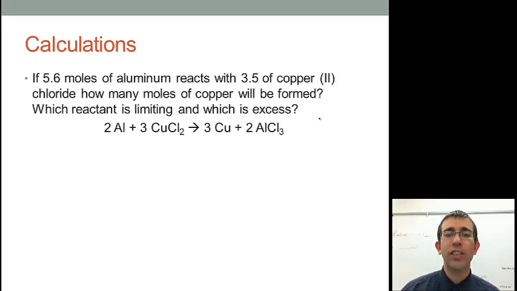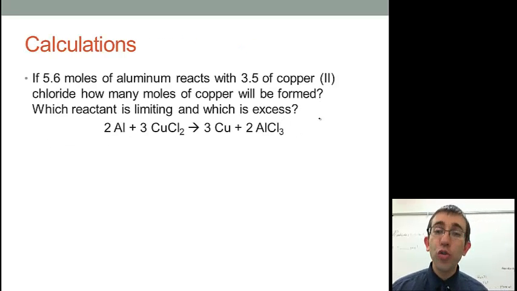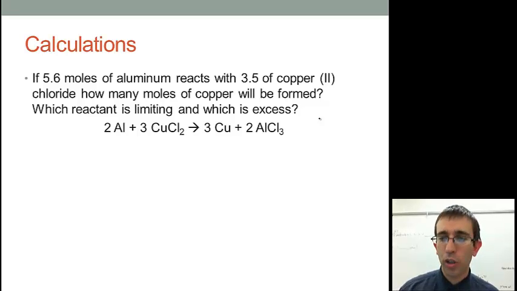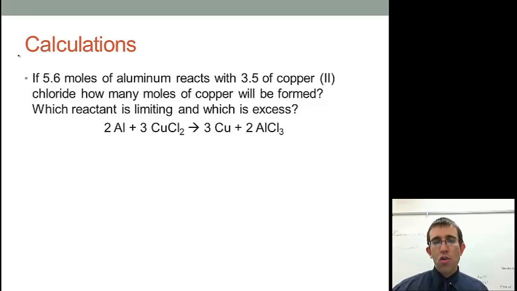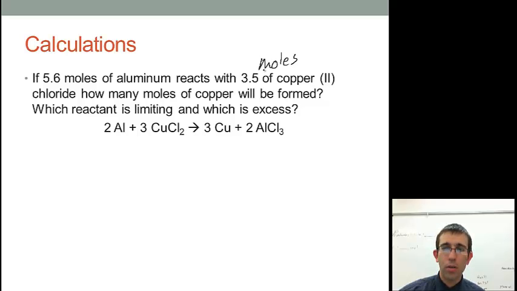All right, you should have watched the video there. Now, let's just do a problem, a calculation to see how this works. We're going to start small. We're going to talk about moles. So if I have 5.6 moles of aluminum and it reacts with 3.5 moles, I forgot my unit, as much as I tell y'all. Sorry about that. 3.5 moles of copper(II) chloride. How many moles of copper will be formed? Which reactant's limiting and which is excess?